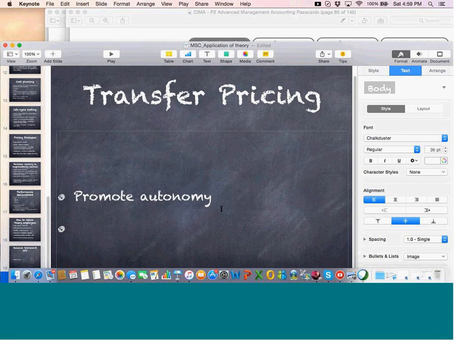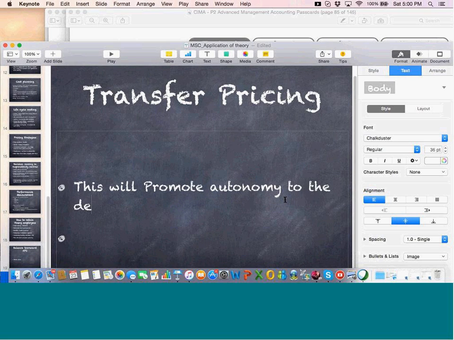Now, if you have Saudi Arabia and the UK, he can keep the profit there, because if he puts it in this part of the world, he will have taxes. But if he's consolidating the finances, what we're saying is it will promote autonomy for that particular division, when it is done correctly. It's one of the key things that we advocate.